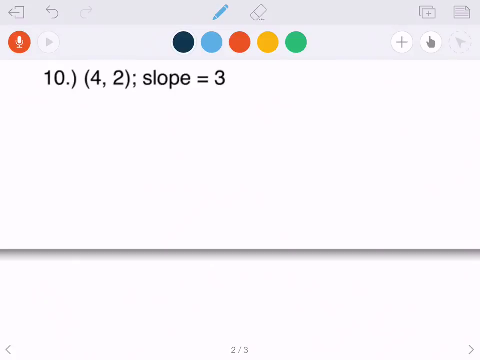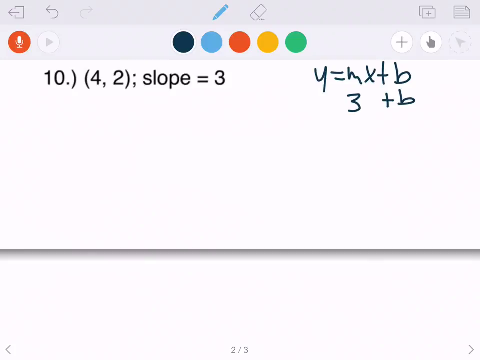So moving on. A little bit different problem. My goal here is to write a slope-intercept equation. I'm giving you the slope. I'm telling you it's 3, and I give you a point. So if we have y equals mx plus b, I know that m is 3. The only other piece of information I need to find in this problem is the y-intercept. So I'm looking for b.